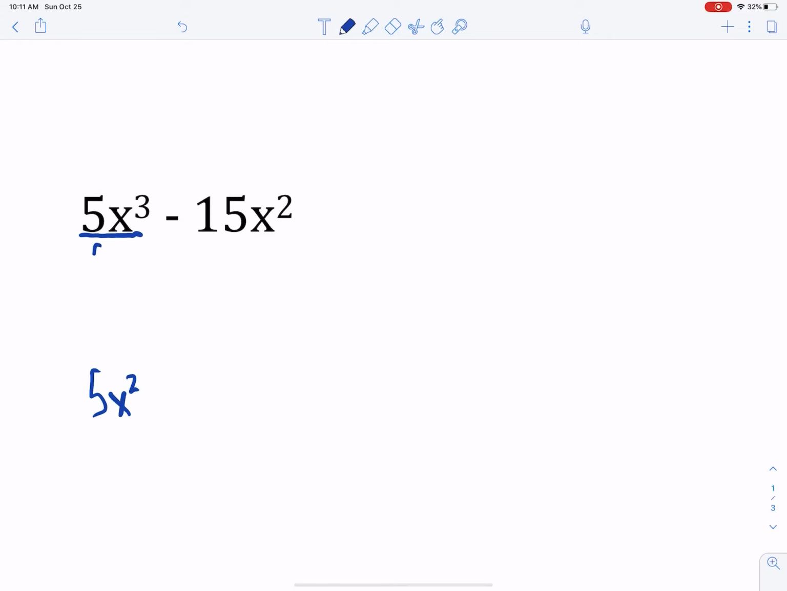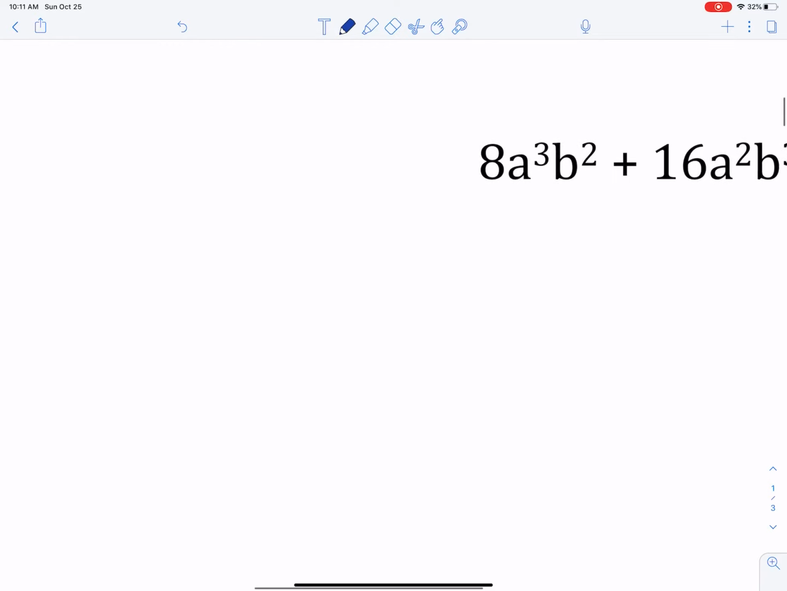So to see what's left that's going to be in the parentheses, I take each of those terms I'm starting with and I divide by whatever I'm factoring out. 5x to the third divided by 5x squared. The 5's cancel out completely, and x to the third divided by x squared is x. Then we have a minus. 15 divided by 5 is 3. X squared and x squared cancel each other out completely. So our answer would be 5x squared times x minus 3. Let's look at the next one.